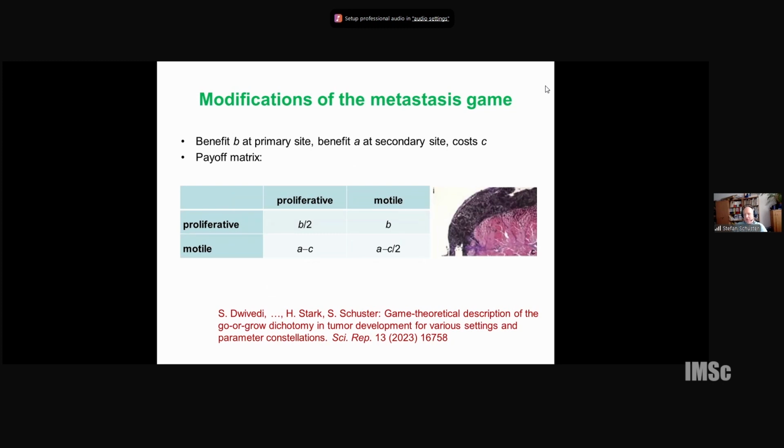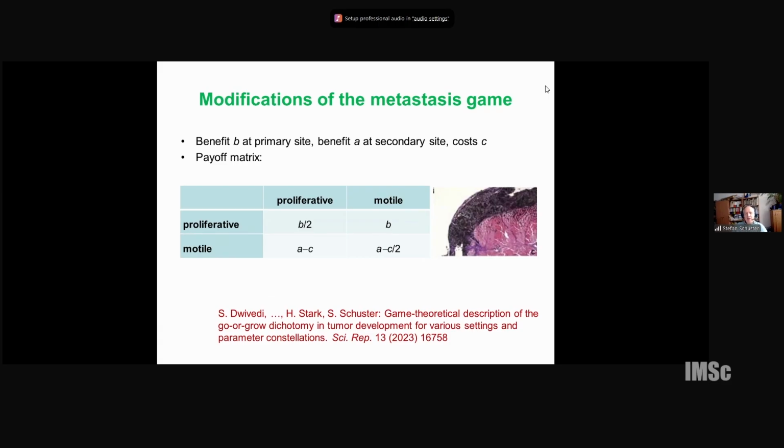Together with Charlie Trivedi, who is from India, a PhD student in my group, who is also present online, we generalized or extended this model because we thought it's a bit artificial to say, for example, that the benefit is the same on the primary and secondary side, and then both go away, then the cost is exactly half. And therefore, we came up with 5 modifications of the game.